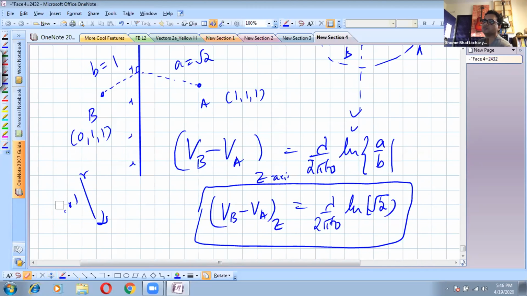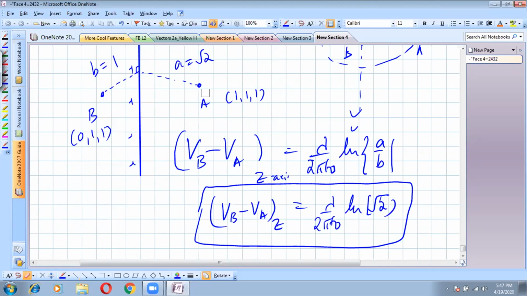We cannot think in terms of potential. So around a finite line of charge, you imagine invisible cylindrical shells, and each shell is at some potential. The potential difference between two shells is some constant times ln of b by a.